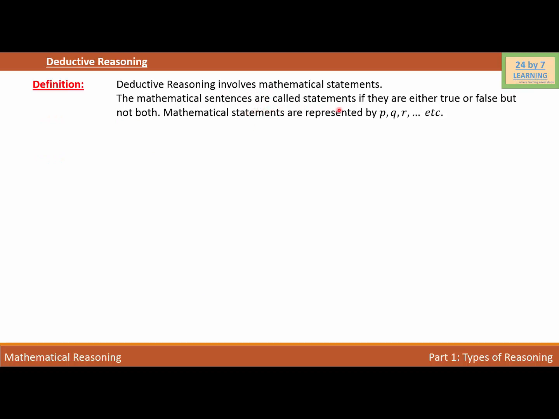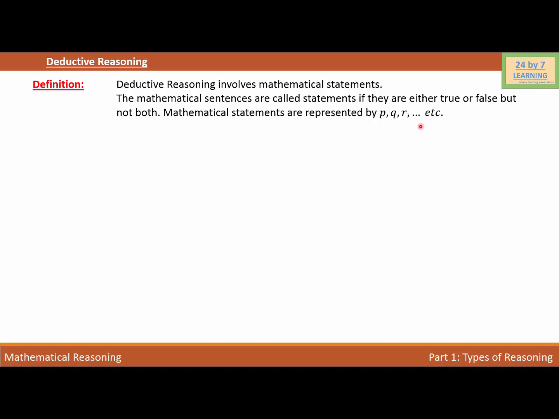Deductive reasoning involves mathematical statements. The mathematical sentences are called statements if they are either true or false, but not both. Mathematical statements are represented by P, Q, etc. In other words, we can say that mathematical sentences are known as statements and they can be either positive or negative. They cannot be both positive and negative at the same time.